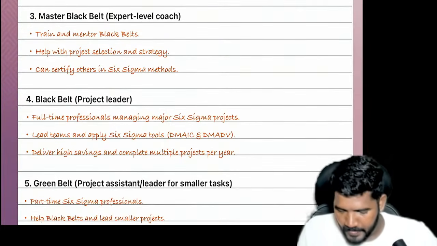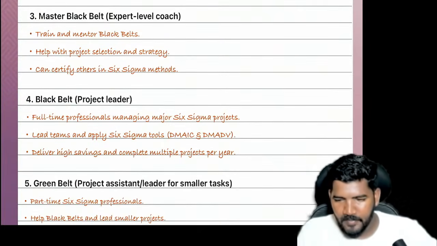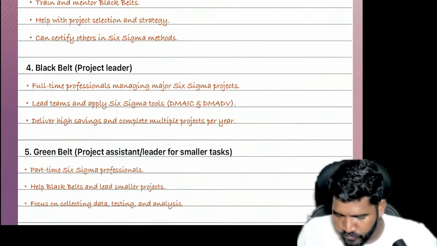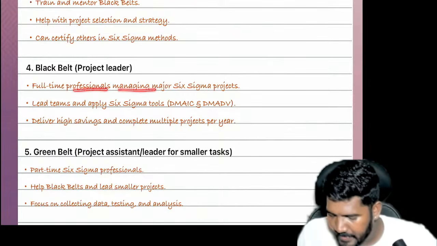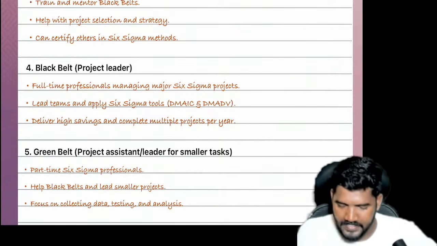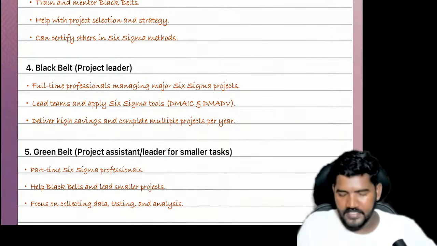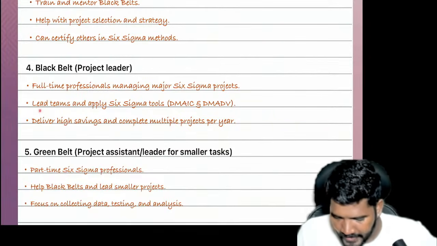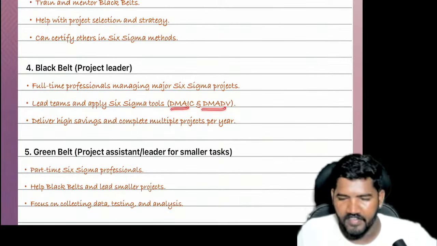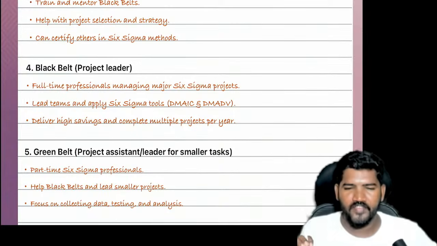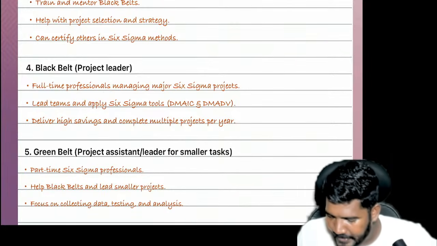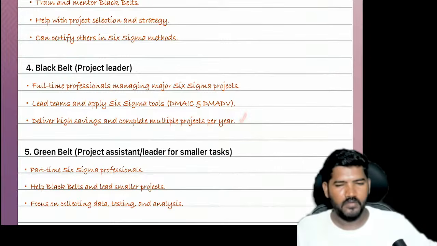Next, the black belt. These black belts are trained by master black belts. They are full-time professionals managing major Six Sigma projects. The persons who directly engage with Six Sigma are known as black belts. They are known as project leaders. They lead teams and apply Six Sigma tools like DMAIC and DMADV. I already told you, they are directly involved in the Six Sigma process. They deliver high savings and complete multiple projects per year.